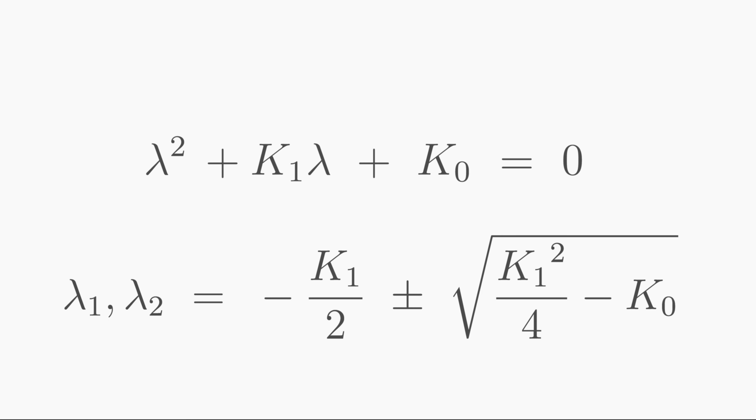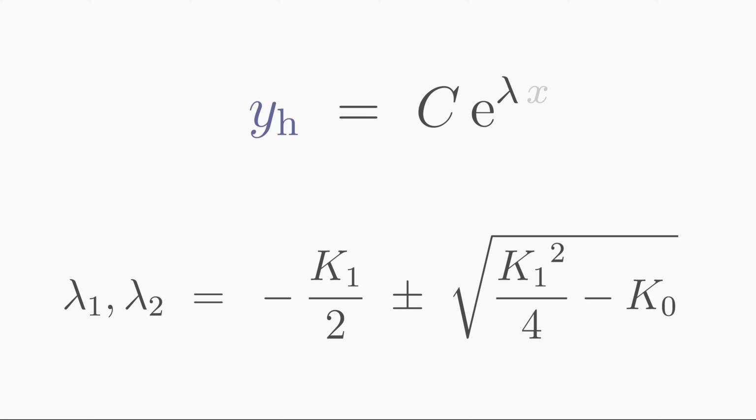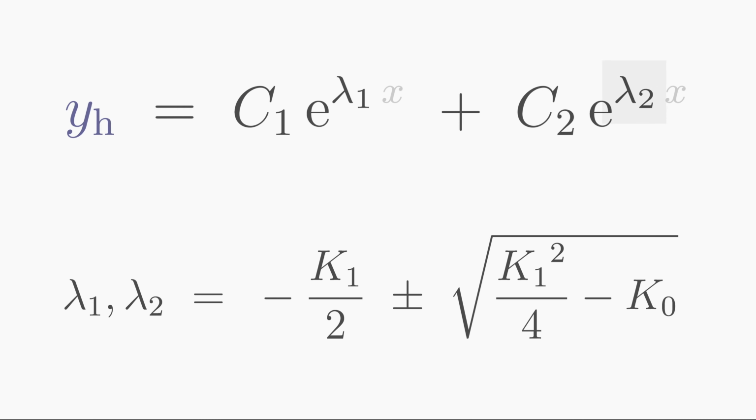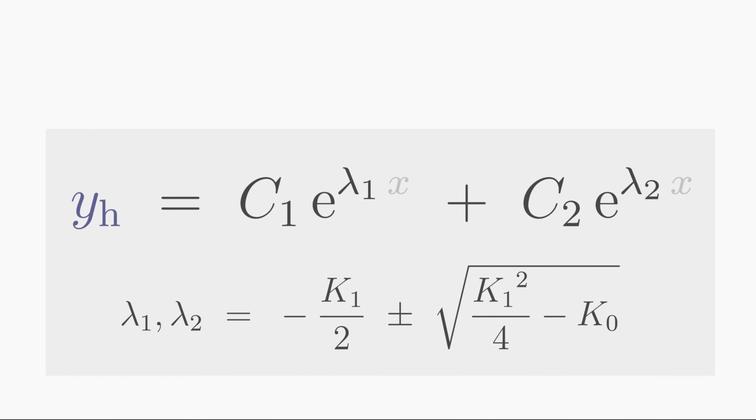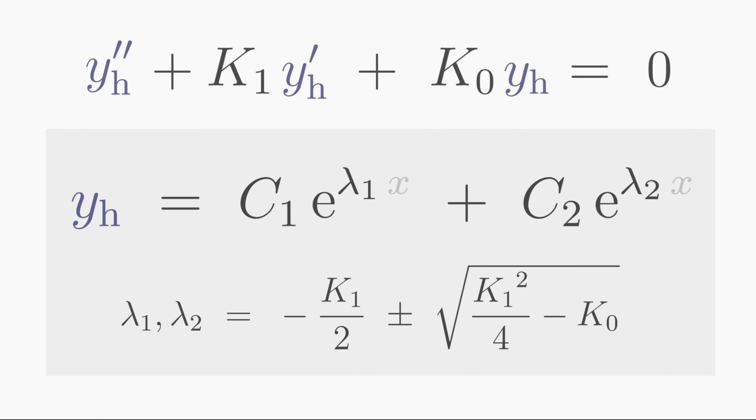Since you get two lambda values, we have to consider both. To do this, you have to extend the exponential ansatz by another term in which the second lambda value is in the exponent. With the corresponding lambda values, this is the solution of the homogeneous differential equation of second order. Depending on the values of the coefficients k1 and k0, the solutions may show different behavior. Because if k0 is greater than k1 squared over 4, then you are taking the square root of a negative number. In this case, you get a solution that describes oscillations. I will show you this in an example.